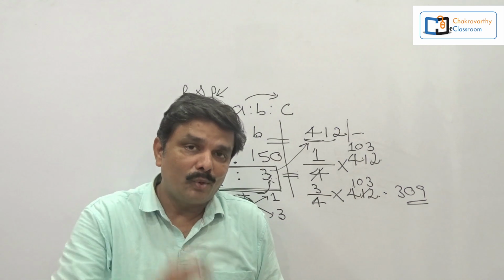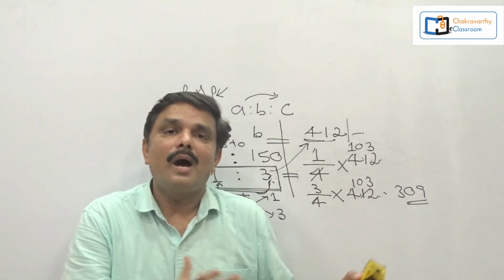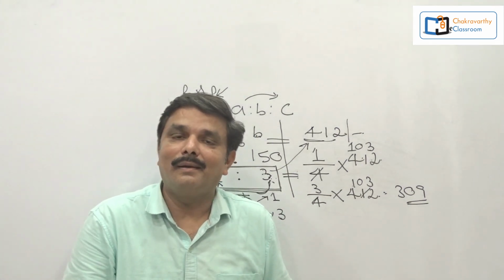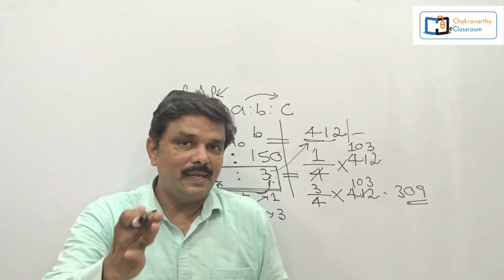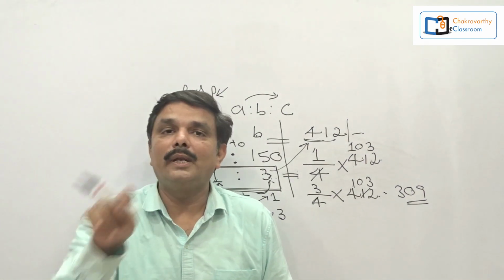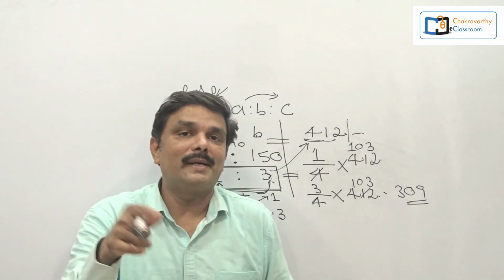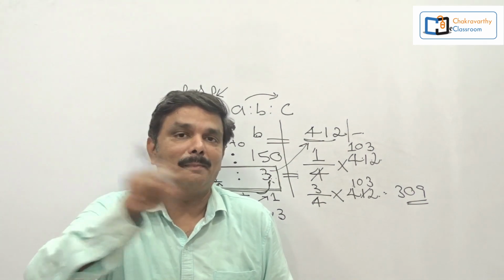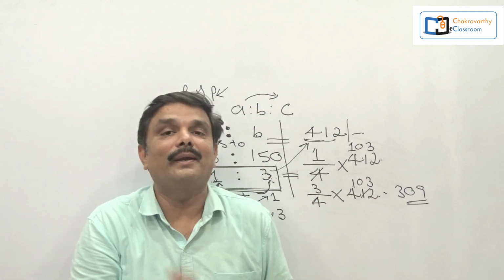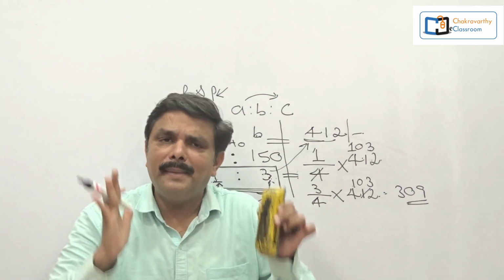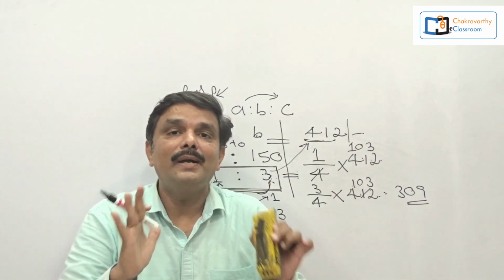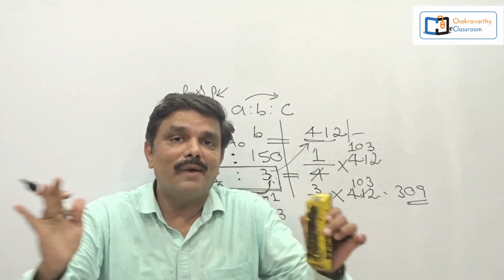For example, one more person is there, C also. How to divide that one? The same thing here. 1 is to 3 is to, for example, 4 is there. Then 4 plus 3, 7 plus 1, 8. Total is 8. Out of 8, how many parts is A's money? 1 part. 1 by 8 of the total. You can get the answer. Have you got the idea? This is the basic concept of ratios and how to divide that one.